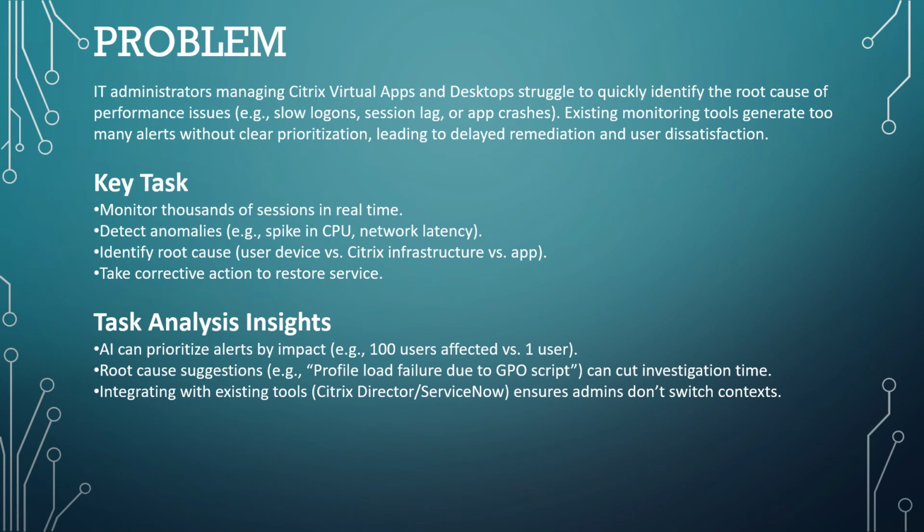So the key task is to monitor thousands of sessions in real time. We need data every 30 seconds. That's a good starting point. We need to detect anomalies, as said before, spikes on CPU and network latency, for example. Root cause analysis: identify if a user session or a server has been behaving in the same way for the last couple of weeks, based on historical data, or if this is something just in the moment, with a process or an application consuming high resources.